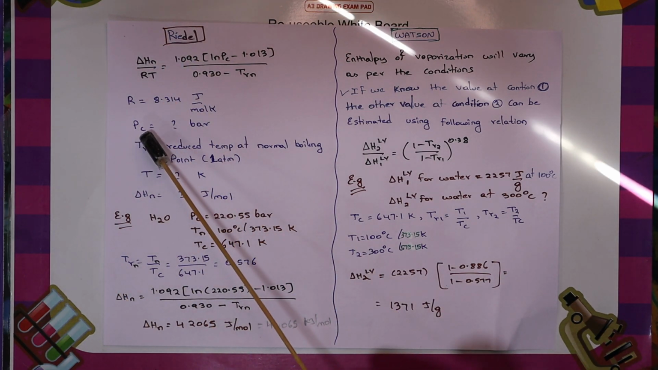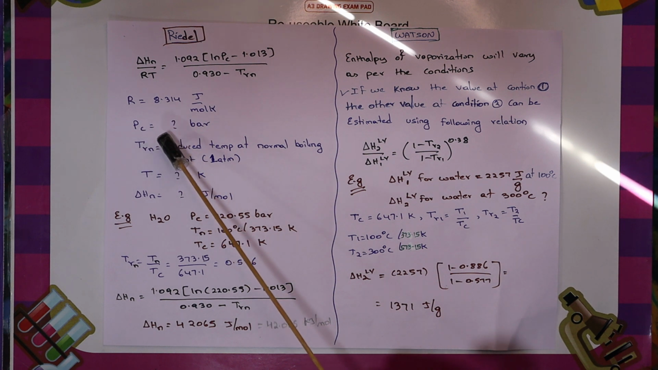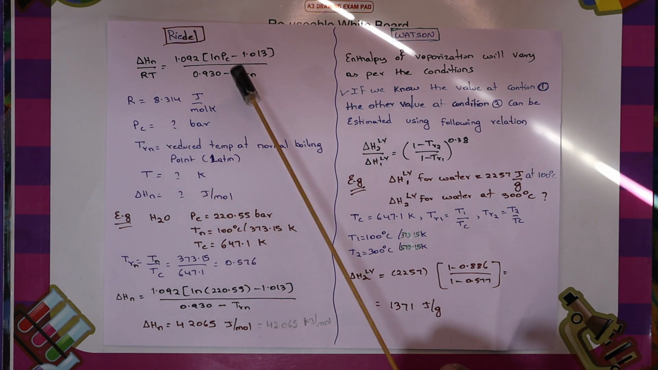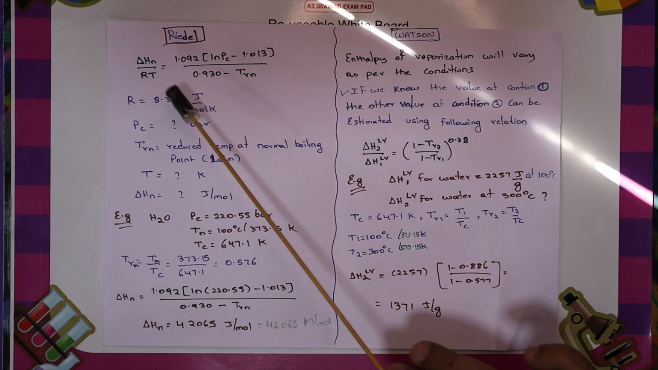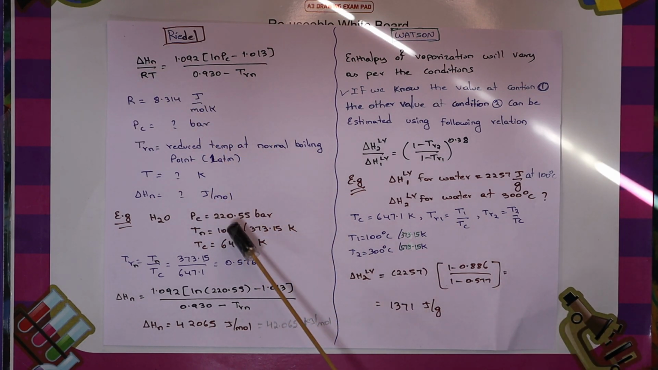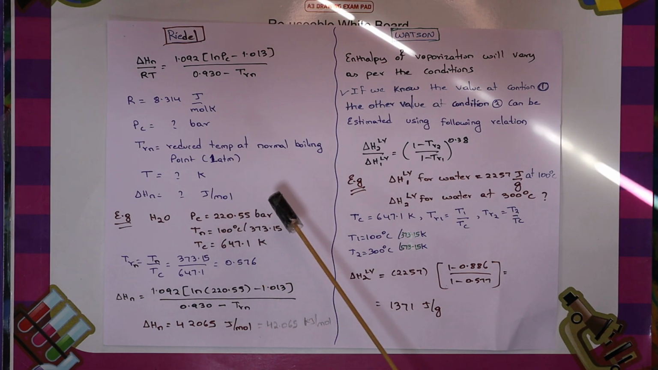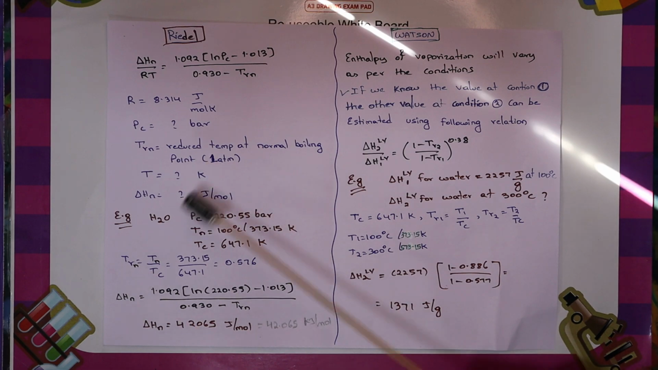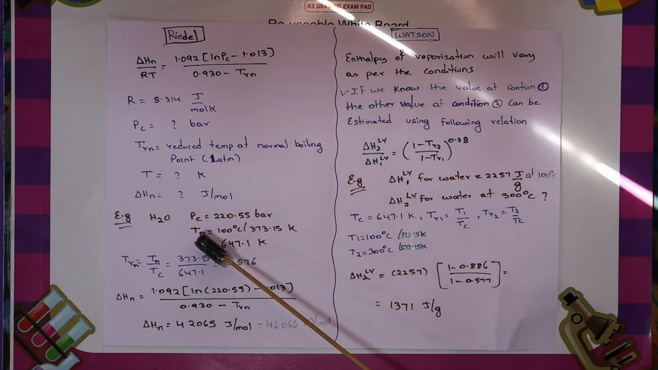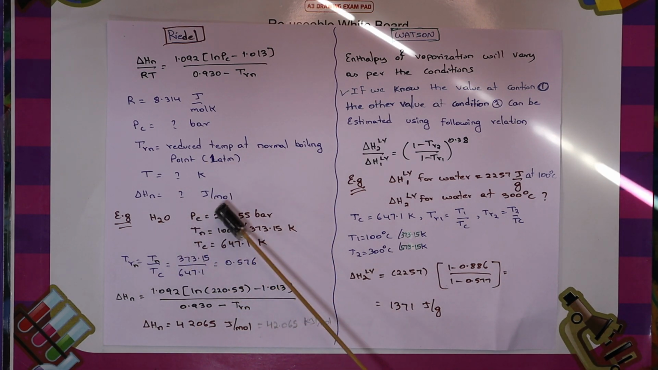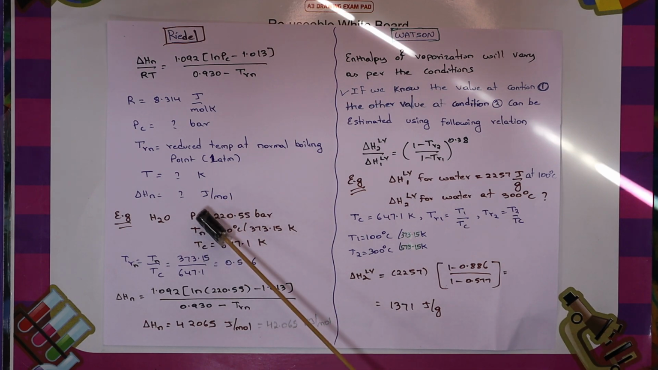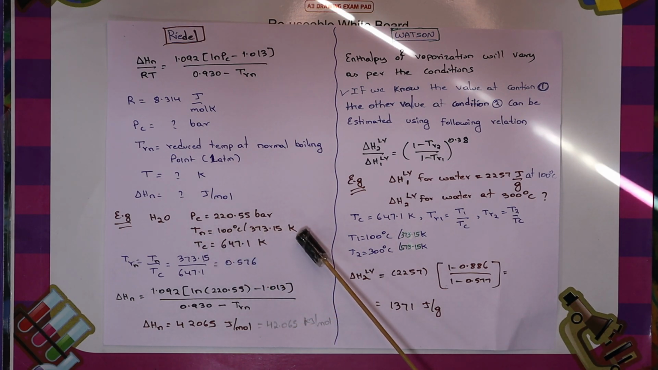So what is Pc? It is the critical pressure, which we have to look up in the data. Suppose you are trying to find the enthalpy of vaporization of water, then you take the critical pressure of water. What is T_rn? The reduced temperature at the normal boiling point. Don't worry, we are going to see it. If you look into the tables, Appendix B, the critical pressure of water is 220.55 bar. You know the normal boiling point of water is 100 degrees centigrade.